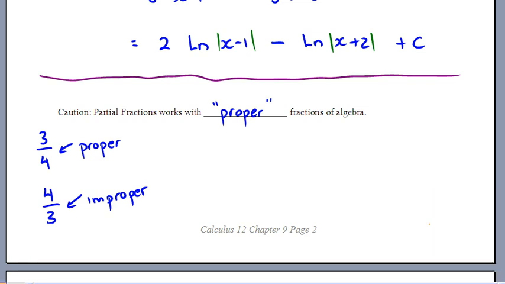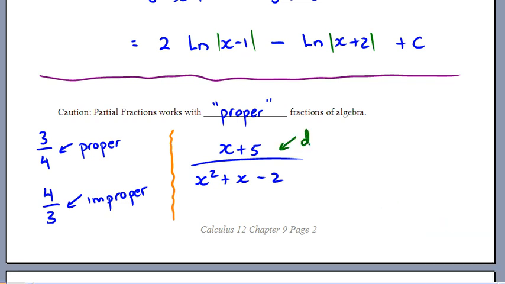Well, the same issue shows up with fractions of algebra, but we don't look at the numerical value, we look at their degrees. So if you had this fraction that we were just looking at, which was x plus 5 sitting on top of x squared plus x minus 2, if we check out the degree of each, the degree of the numerator is equal to 1, and the degree of that denominator is equal to 2. And since the 1 is less than the 2, this is a nice proper fraction, and everything's going to work really, really well. Okay, well, let's go and try this out.